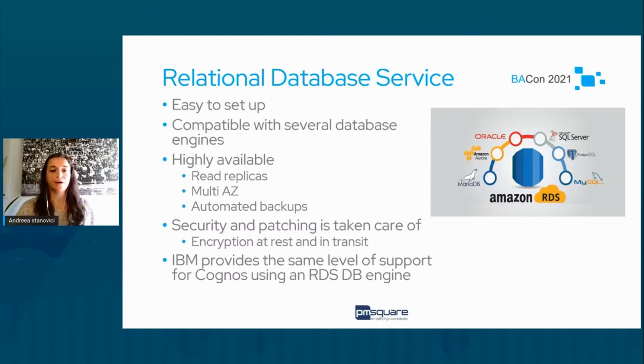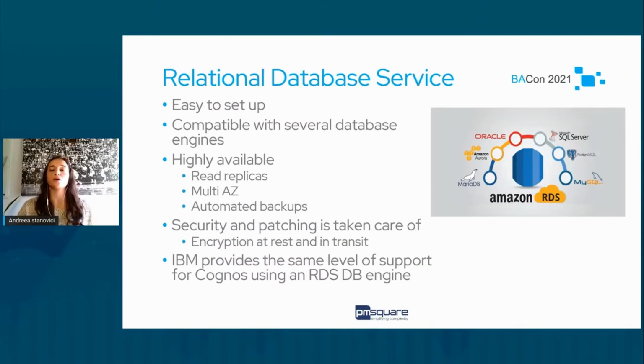You can launch read replicas in multiple availability zones. And AWS would synchronously replicate the data to a standby instance in a different availability zone. So it does support automatic failover. It also takes automatic backups. All these things you would typically do with your own database and have your own team handle. RDS does automatically. Security and patching is already taken care of by AWS. You do have encryption at rest and in transit.